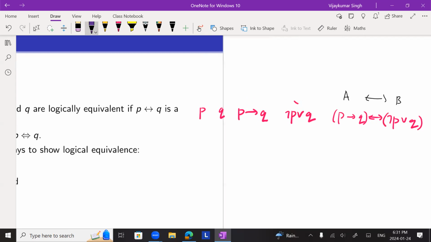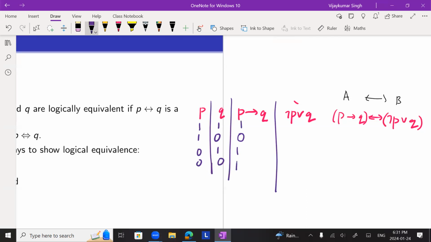Again, we have two variables now, so let's construct all the possibilities. All the possibilities are going to be 1, 1, 0, 0, and 1, 0, 1, 0, right? Now let's look at P implies Q. P implies Q is false only when what? 1 implies 0. Otherwise, it's always true, right? You agree with that? So 1 implies 0 is false. Otherwise, it's always true.